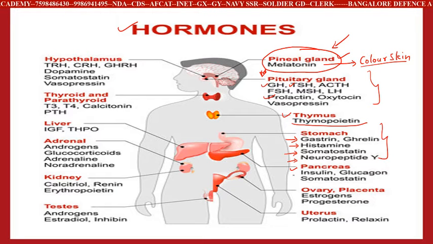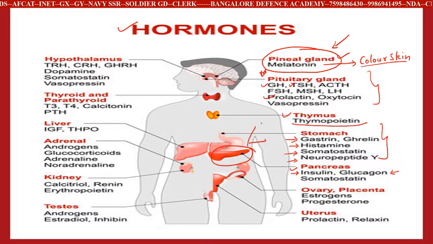Next you have the pancreas, which secretes insulin and glucagon. The pancreas has two types of cells called alpha cells and beta cells. In your examination the question will be asked which cells of the pancreas secrete insulin and which secrete glucagon. These detailed notes are uploaded in the notes section. You can download them and make use of them for your examination.